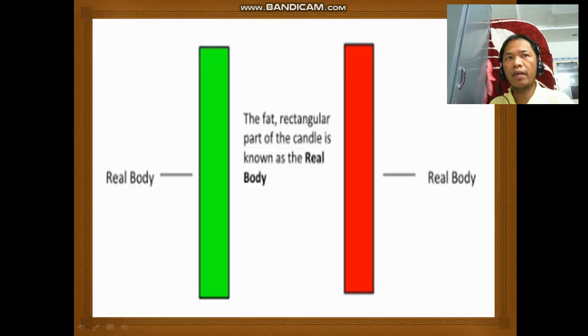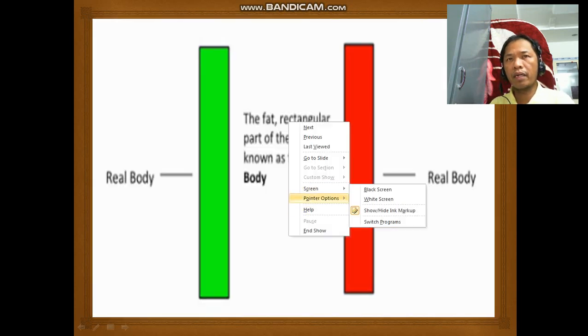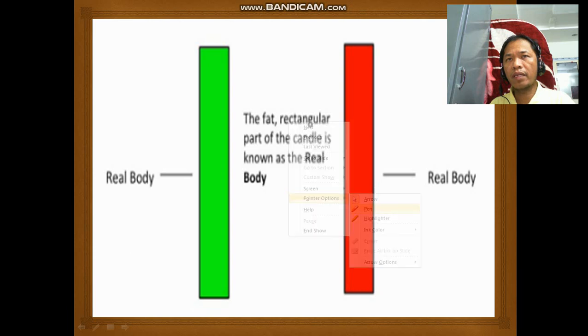So now here, this candle is a solid candle. Why is it green? It is green because this is the opening price and this is the closing price. So the high of the day is the same as the closing price of the day. The low of the day is the same as the opening price of the day.